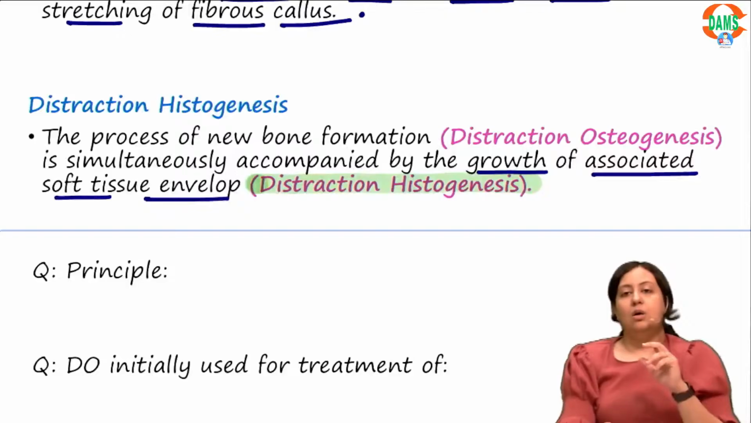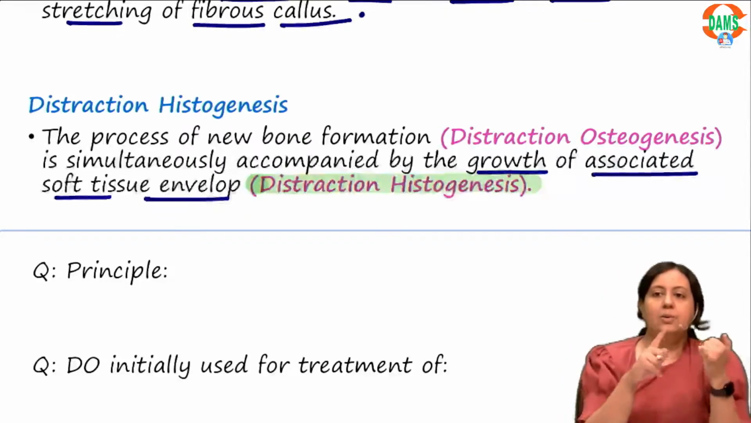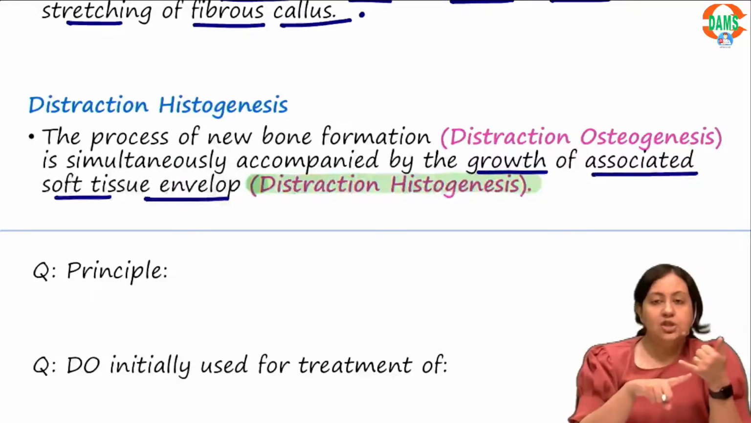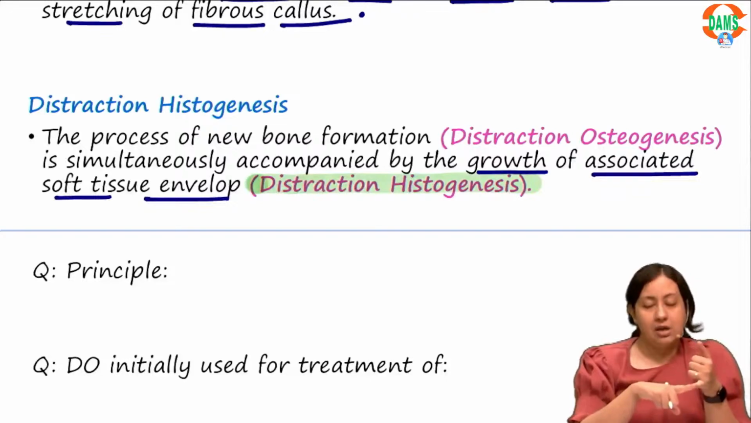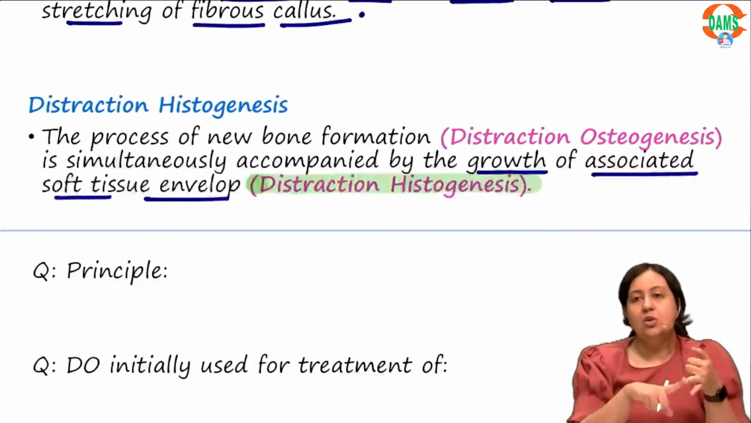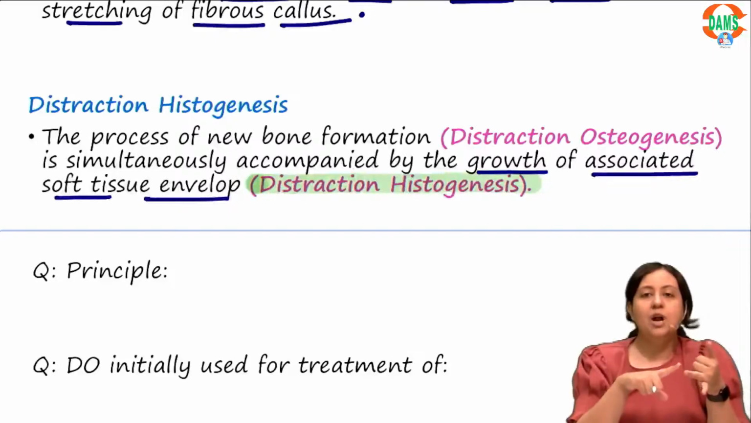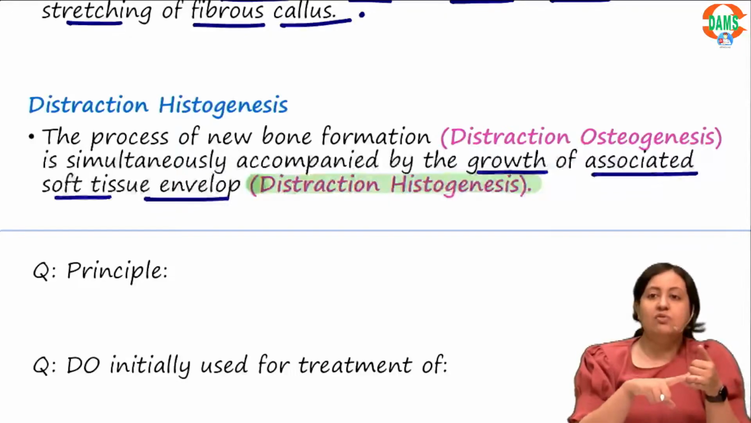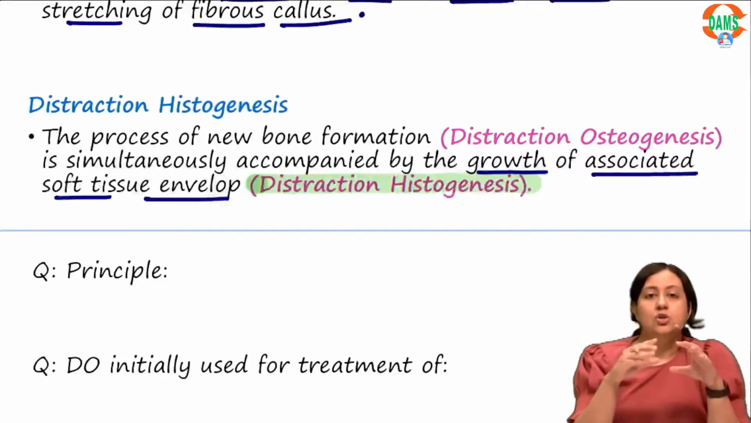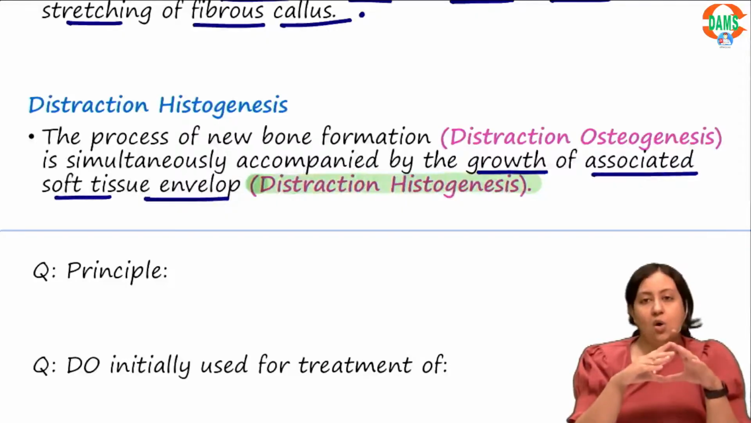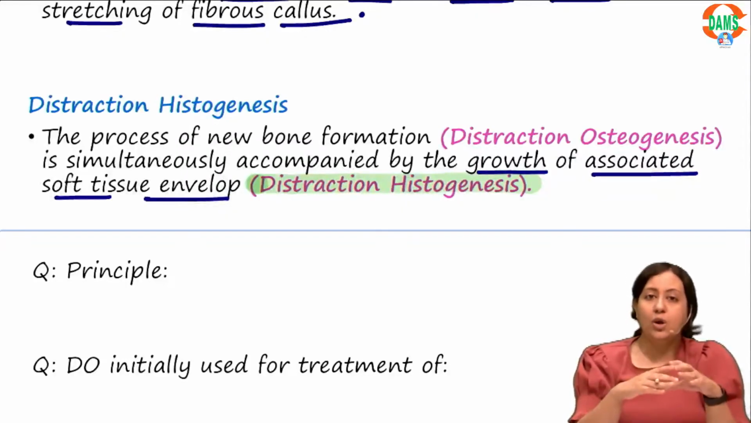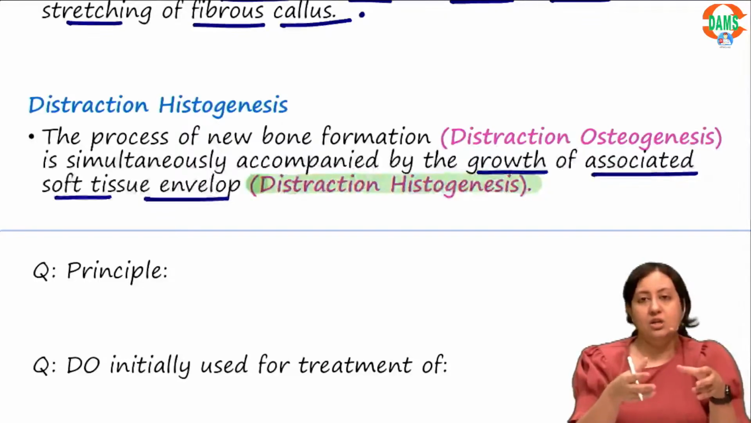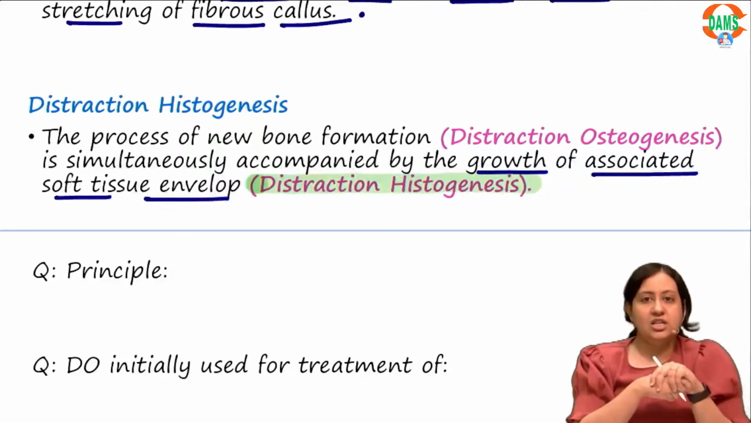Now, what is the associated soft tissue envelope? The soft tissue envelope includes your skin, overlying mucosa, musculature. It also includes your new blood vessel formation, and it also includes stretching of the inferior alveolar nerve canal. So all your soft tissues that are growing along with your distraction simultaneously, this process is known as distraction histogenesis.